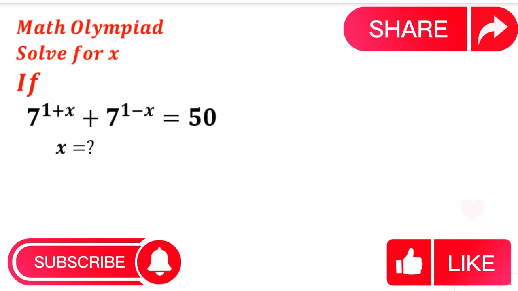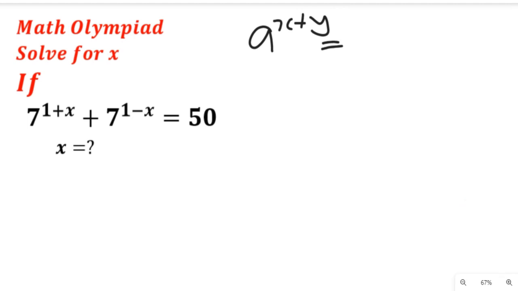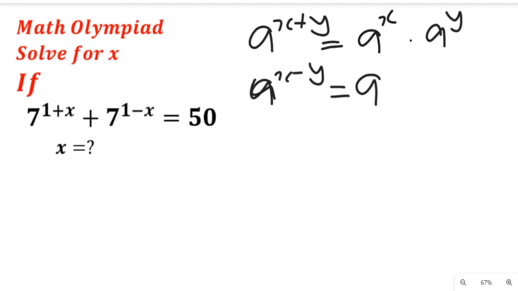Now, do you remember in indices that if you have a to the power of x plus y, this happens as a result of the multiplication rule of indices, a to the power of x multiplied by a to the power of y. And you remember in the law of indices, if you have a to the power of x minus y, this happens as a result of you having a to the power of x divided by a to the power of y. Now we're going to apply these rules in solving this very equation.